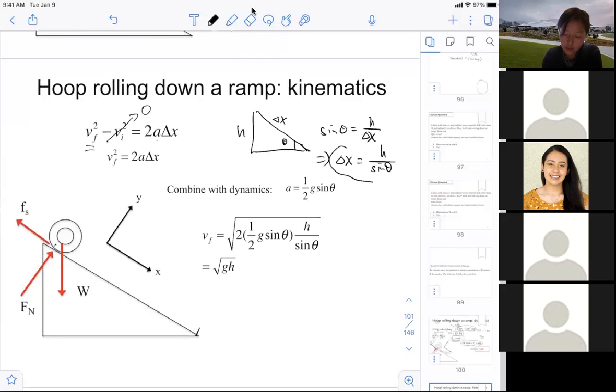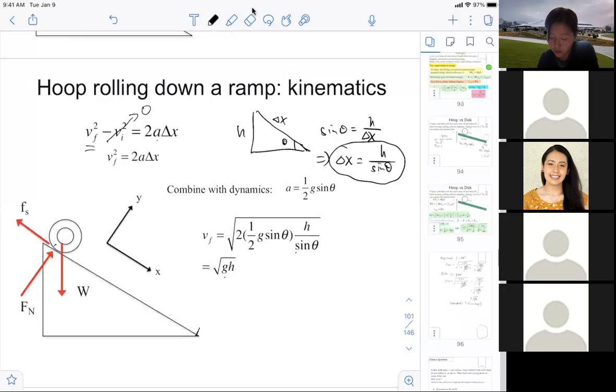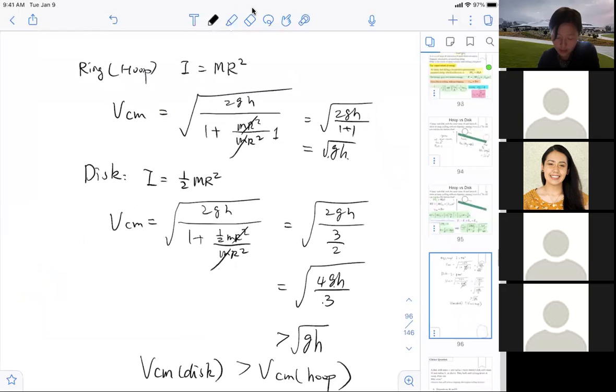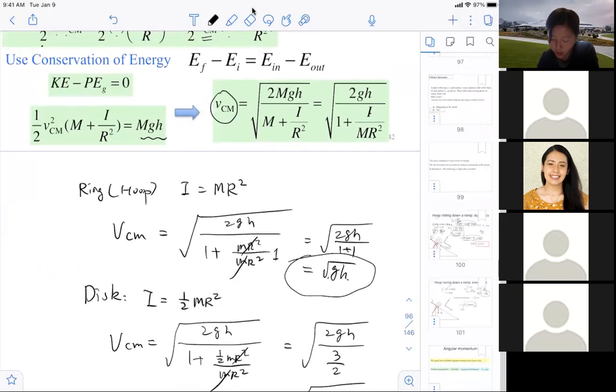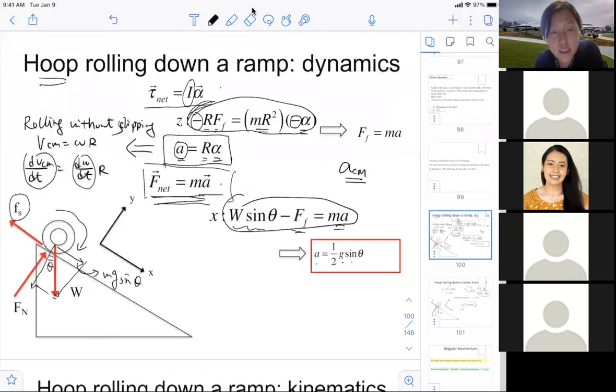The reason I do this is that your final result will be represented using h. That is the only variable you want to use, so that you get a final result of square root of gh. Now recall, this is the same result we got before, right? It's square root of gh. You can see the dynamics approach is a little bit harder, but it's also doable and you should get the same result as you got for conservation of energy.